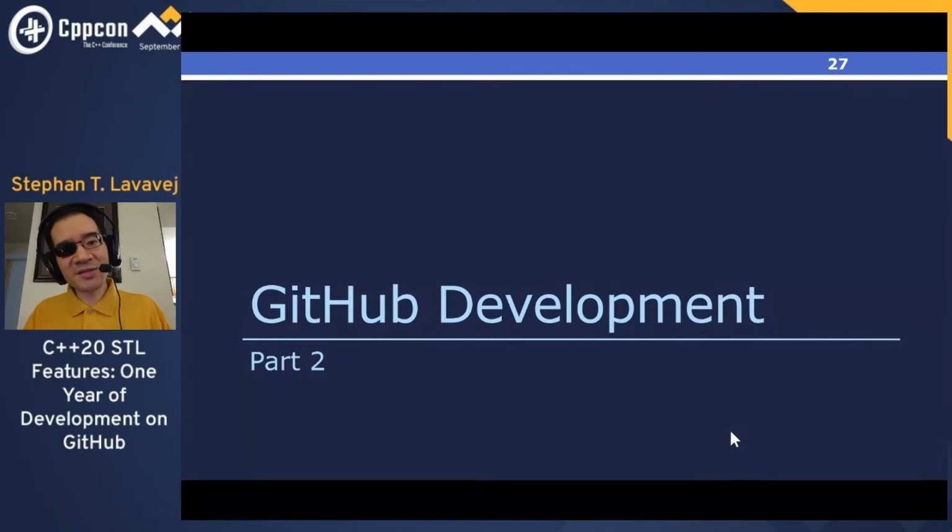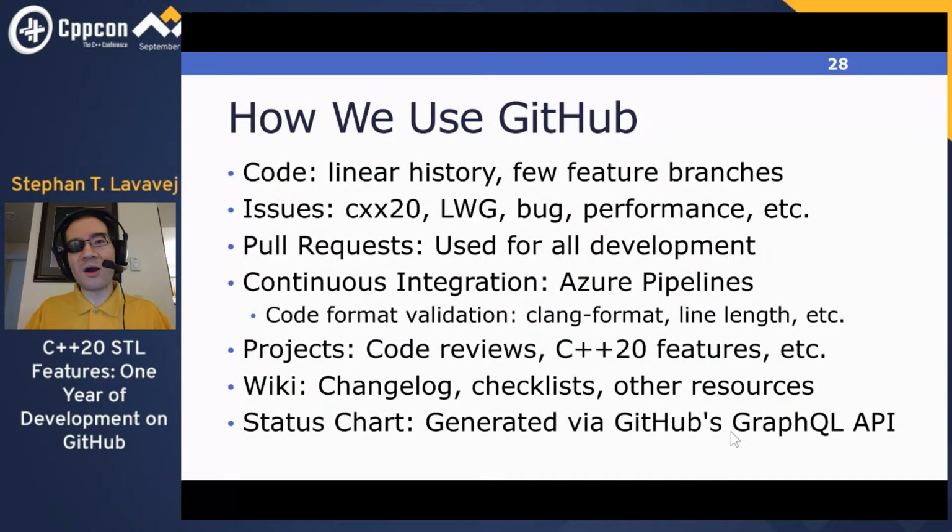So let's now talk about how we've implemented these features on GitHub. I'd mentioned that we are a proprietary library that has switched to using GitHub for all of our development. And so that means not just the code, but also our issue tracking, our pull requests, our status tracking. We're migrating it all to GitHub.